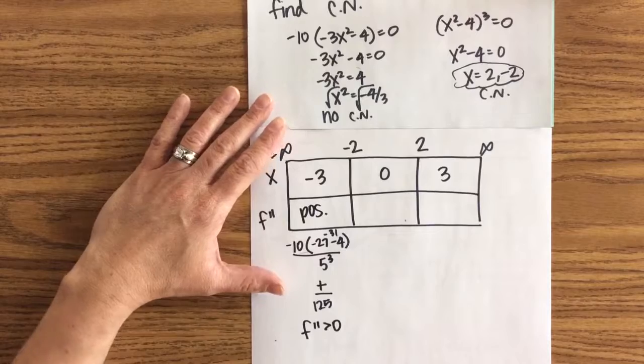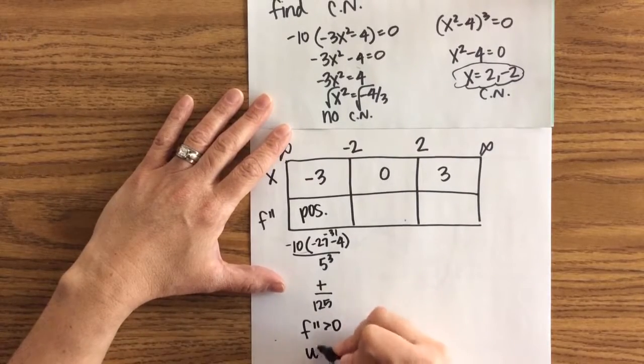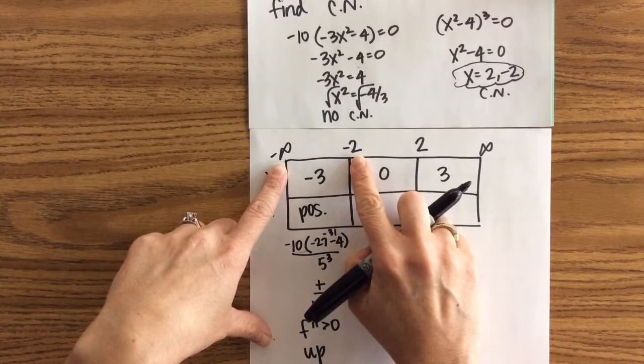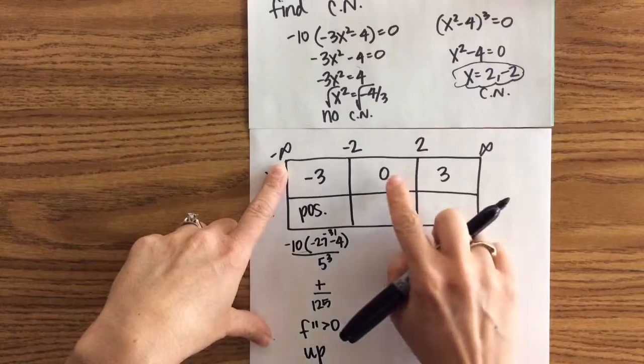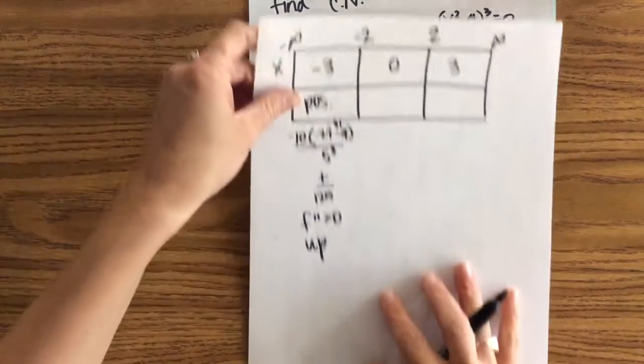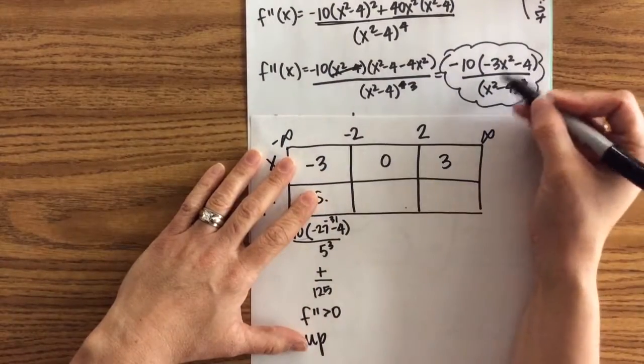Greater than 0. So if it's positive, that's an automatic concave up. Concave up between -infinity and -2. Do the same thing with 0. So I'm going to plug it into my second derivative. Okay, I'm going to plug it in here and here.